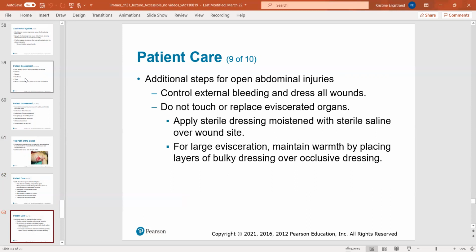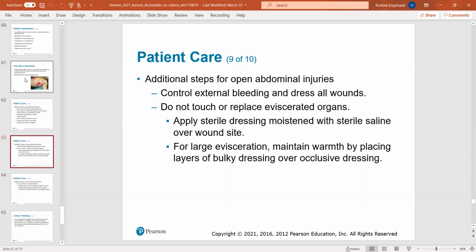External bleeding: address that. Eviscerations or anything that's open in the abdominal cavity: sterile dressing, irrigate it. Get a moist sterile dressing on there, because that organ likes to be in a moist environment, right? So get that dressing on, moistened with saline, and then you're going to do an occlusive dressing with all 4 sides sealed. The abdomen doesn't need one side open. It doesn't breathe. All 4 sides sealed.